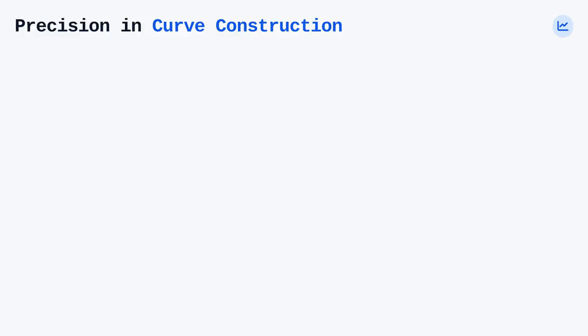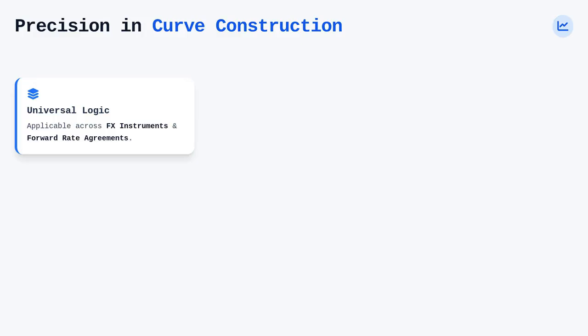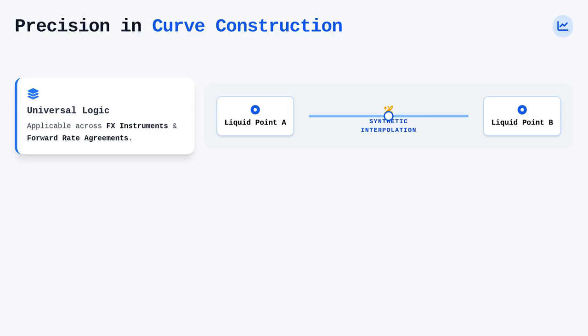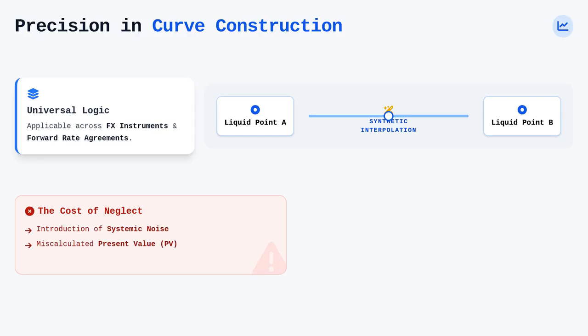As you apply this logic to foreign exchange instruments or forward rate agreements, the complexity remains the same despite the different underlying assets. You are essentially building a localized curve segment that connects two liquid points, providing a synthetic data point where none existed before. If you ignore this exercise, you introduce noise into your risk management system, as you'll be miscalculating the present value of your future cash flows. Precision at this stage prevents the accumulation of small, compounding errors that can significantly impact the overall profitability of a trading desk.